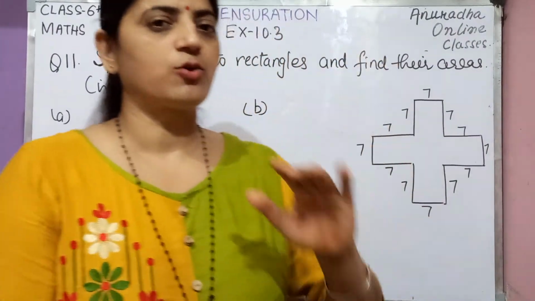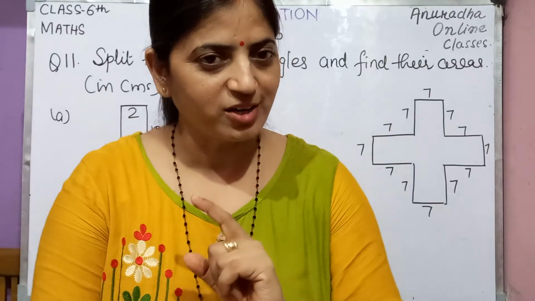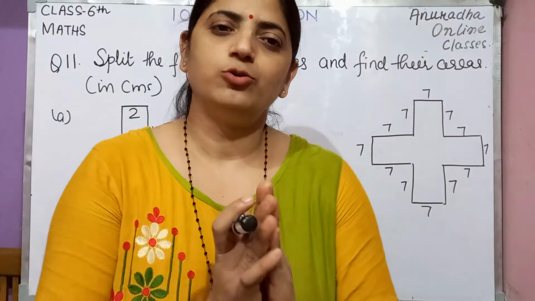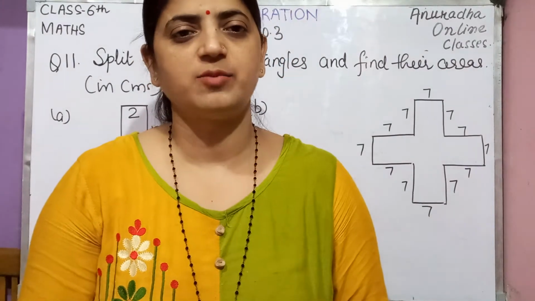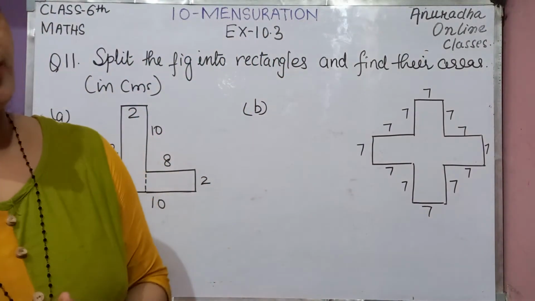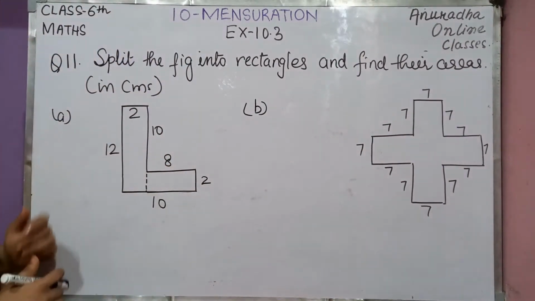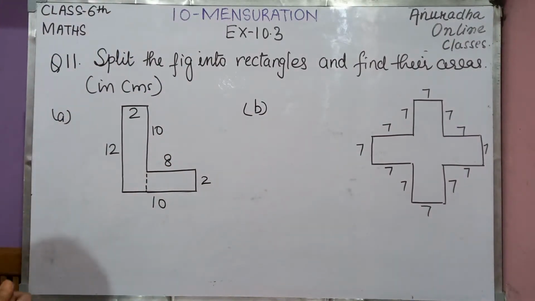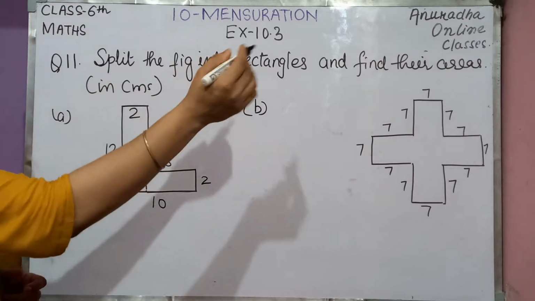मीन्स हमें फिगर को स्प्लिट करना है इनटू रेक्टेंगल. उसके बाद उस रेक्टेंगल का एरिया फाइंड आउट करना है एंड आफ्टर दैट उन दोनों को ऐड करके टोटल 2 या 3 जितने भी रेक्टेंगल्स हमारे बनेंगे टोटल एरिया हमें फाइंड आउट करना है किसका, फिगर का. ओके, लेट्स सी हियर, दिस इज ए पार्ट. नाउ इन दिस स्प्लिट द फिगर इनटू रेक्टेंगल्स एंड फाइंड देयर एरियाज.